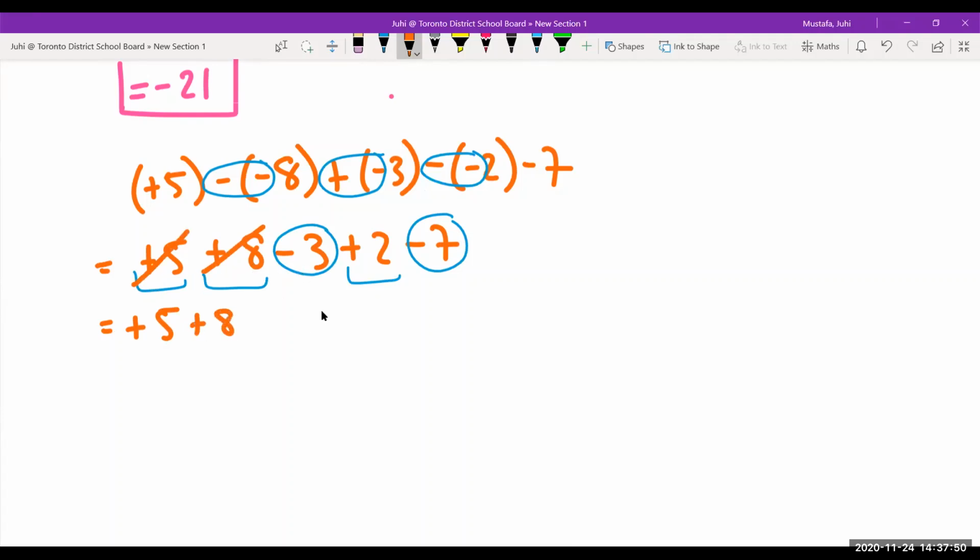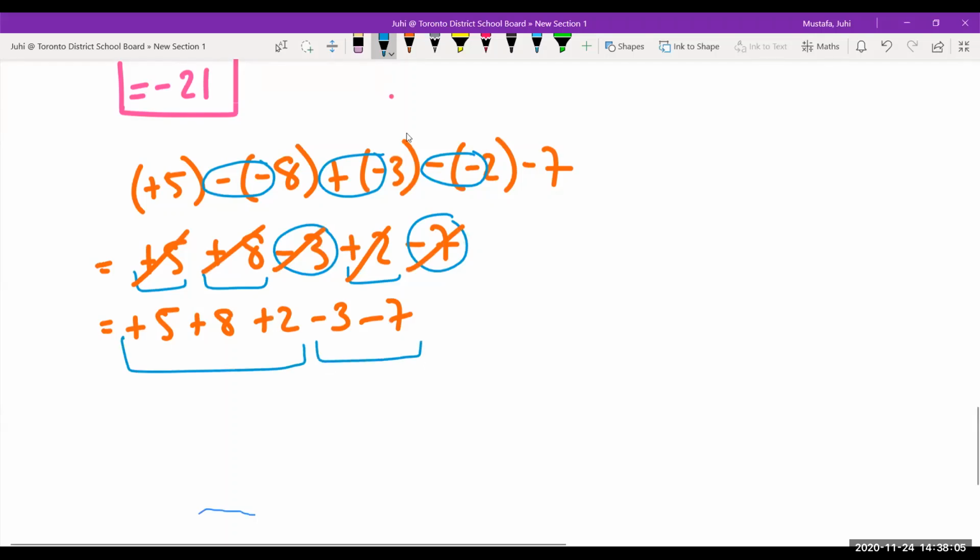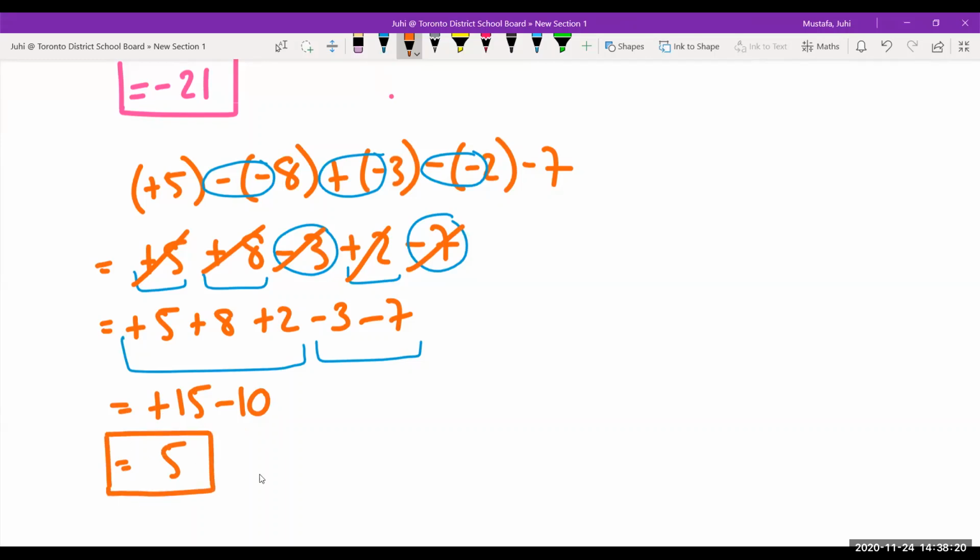Plus 8, cross it out. Plus 2, cross it out. Negative 3, cross it out. Negative 7, cross it out. You don't have to cross it out at all. I just feel some people enjoy doing that. Here are our plus signs. Here are our minus signs. So we're going to go ahead and add these numbers together, and we're going to end up getting positive 15. And then we're going to add these numbers together, and we're going to get negative 10. Different signs, subtract the numbers and take the sign of the bigger number. So it's just going to end up being positive 5.